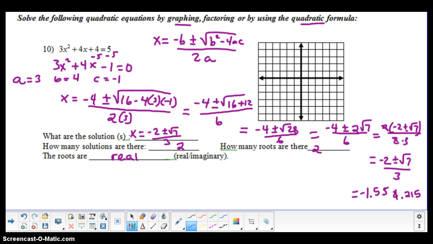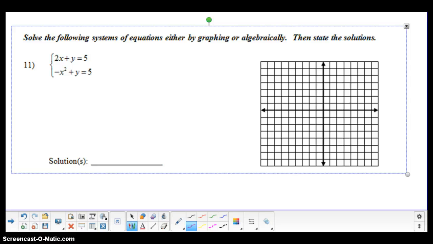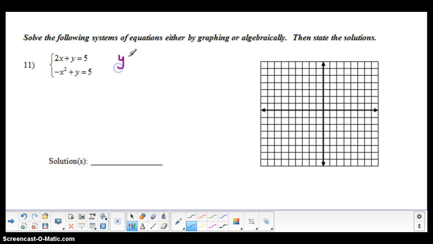Okay, let's look at the next problem. And this one is solving systems. So there's 2 ways to do this, either graphing or by using algebra. The first way, if we're going to use graphing, we want to set them equal to y. So for our line here, we're going to subtract 2x from both sides, and we'll get our line of negative 2x plus 5. And then for our parabola, we're going to add x squared to both sides to get y by itself. And there we have a line and a parabola.